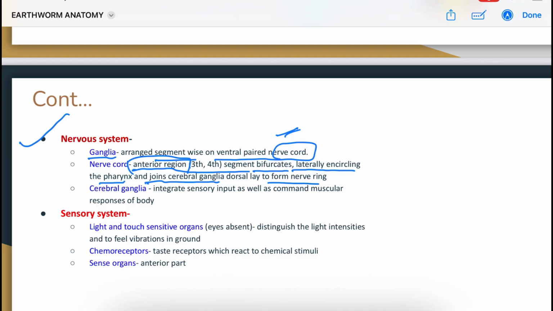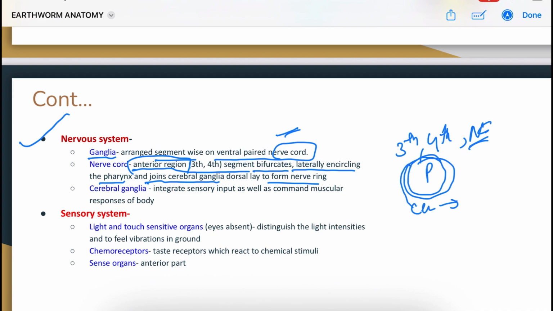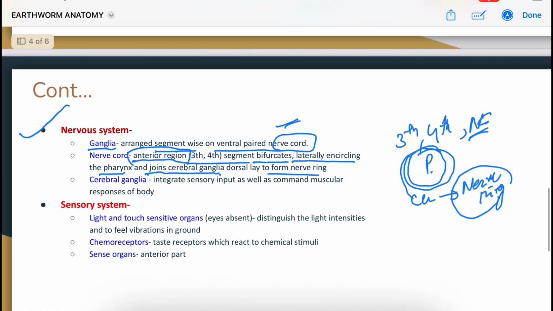Okay, basically थर्ड फोर्थ पे nerve cord present है, okay, and it bifurcate to cover the pharynx. It encircle the pharynx and further it join to cerebral ganglia to form nerve ring. Okay, it basically encircle the pharynx and join to cerebral ganglia to form nerve ring.